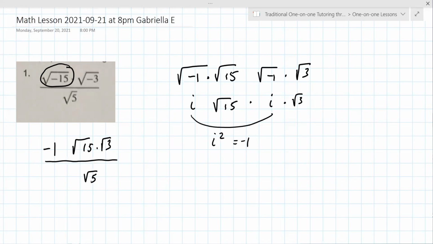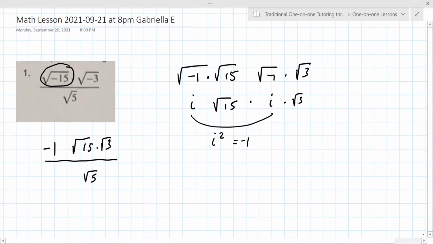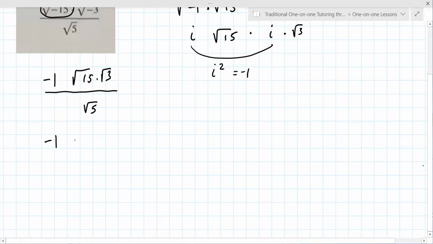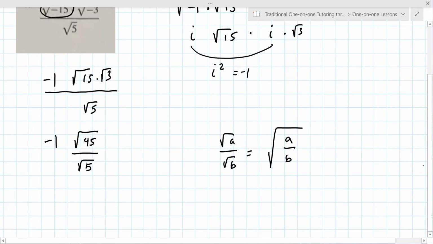Is that okay so far? All right, so see, if you multiply negative 15 and negative 3, you end up getting a positive 45, which gets rid of this negative, which is wrong. So the next thing is you should multiply these two numbers inside the root. Because they're both positive, you can do that. So it becomes negative 1 square root 45 over square root 5. And if you have the square root of a over the square root of b, it becomes the square root of a over b. So you can actually divide these numbers.